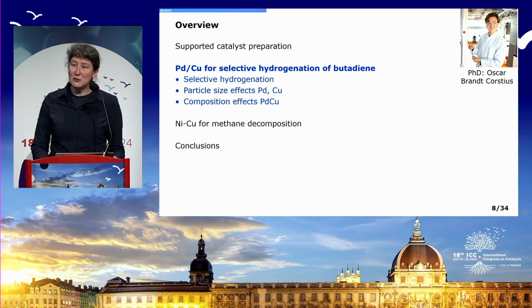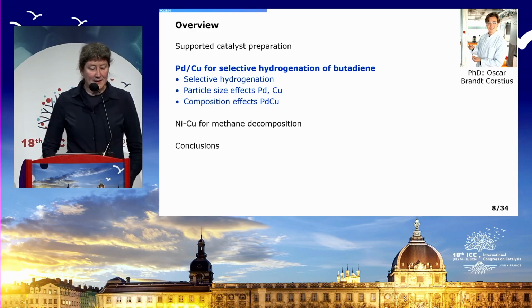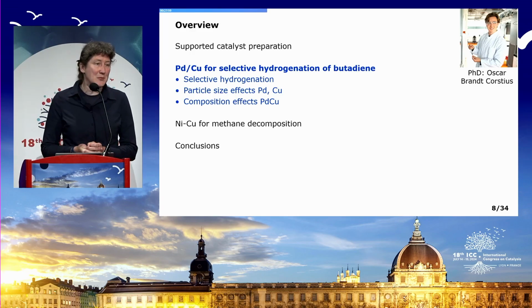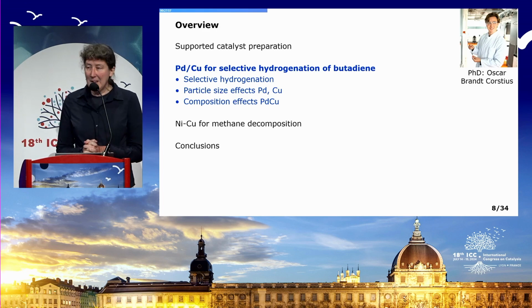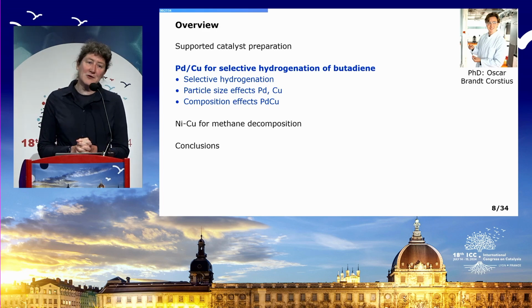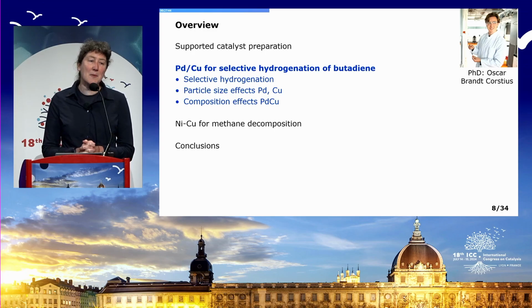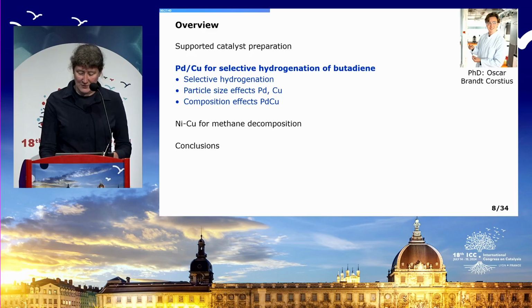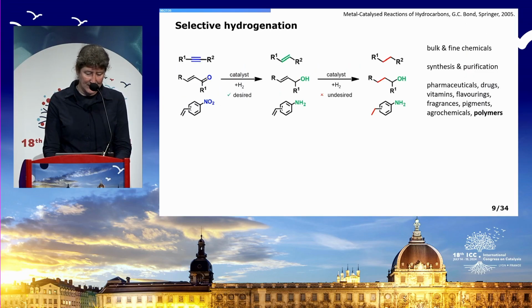Okay, so let me go to two cases. I would like to highlight two examples of bimetallic catalysts. In both cases, I'll be looking at particle size effects and composition effects. I really like to start with the first one, which is the selective hydrogenation of butadiene, and I'm using palladium copper catalysts for that. This is the work of the PhD candidate Oskar Brandt-Korstius, who just defended his thesis earlier this month.